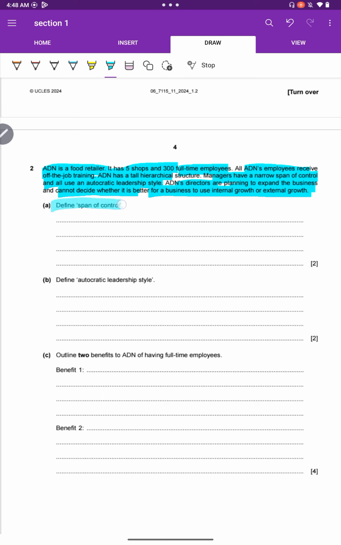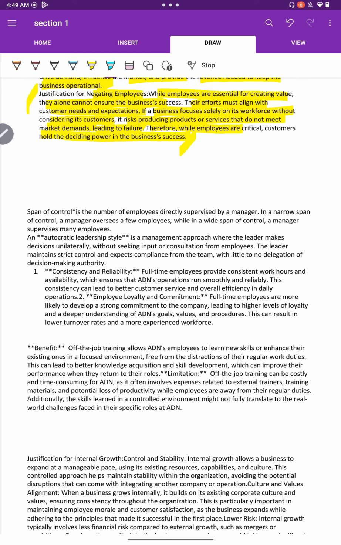First of all, define a span of control, define autocratic style, outline two benefits to A&D of having full-time employees. So this is the definition of span of control. Span of control is the number of employees directly supervised by a manager. In a narrow span of control, a manager oversees a few employees, while in a wide span of control, a manager supervises many employees. And in the next one, we have to write the definition for autocratic leadership style.